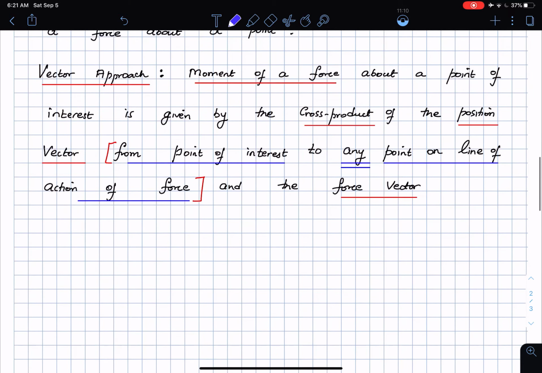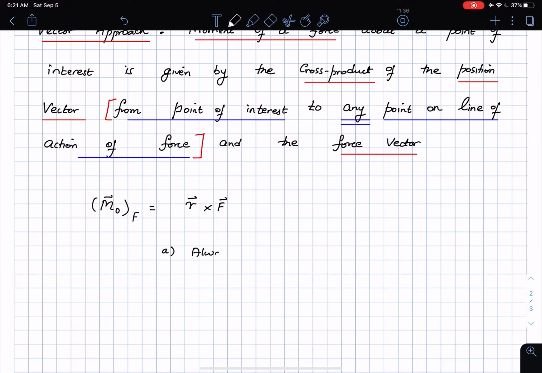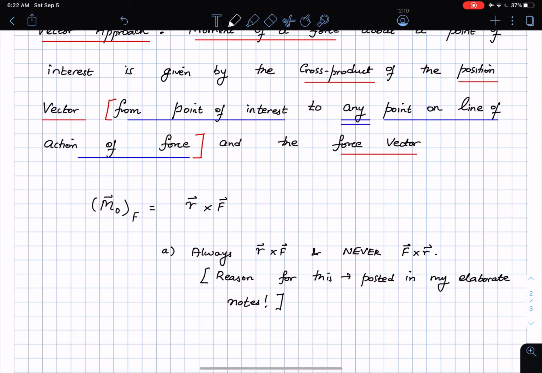Okay, so I want to just reiterate a couple of things. If I want to calculate moment about a point due to a force F, this is going to be given by R cross with the force vector F. It is always R cross F, and never F cross R. The reason for this I'm going to post in my elaborate notes, so please consult that.